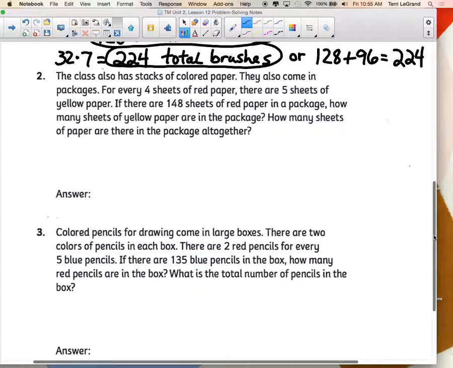Okay, how many things are going on in this? How many things are happening in this? Everybody, how many? 2. Yes, we have a total going on, but we have red paper and yellow paper, don't we? Okay, so let's start drawing our tape diagram then.